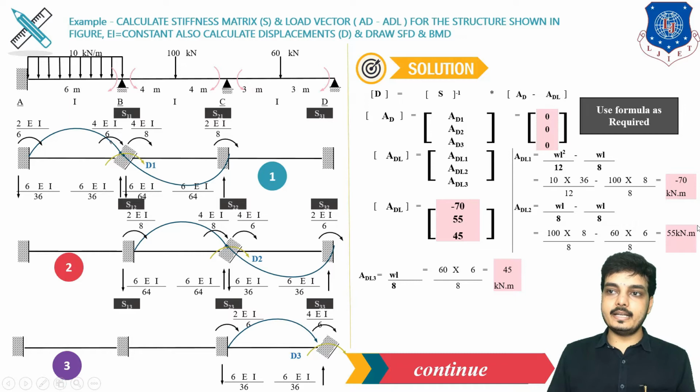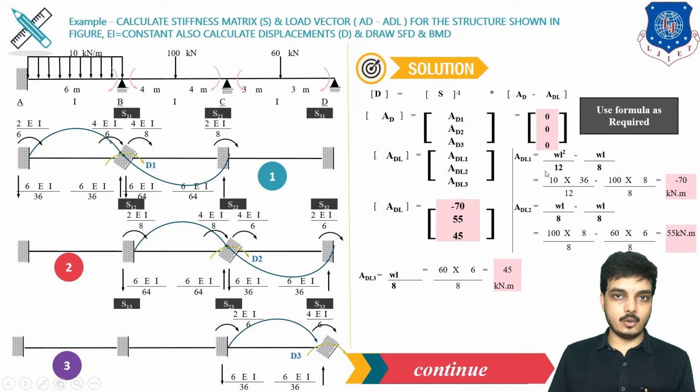So after getting all these three values, place them in a matrix manner. First is minus 70 for row 1, unknown 1; for row 2, unknown 2, the 55 value; and for row 3 it is 45. Now moving ahead, we have to solve AD minus ADL, which is my load vector, as has been asked in the question.